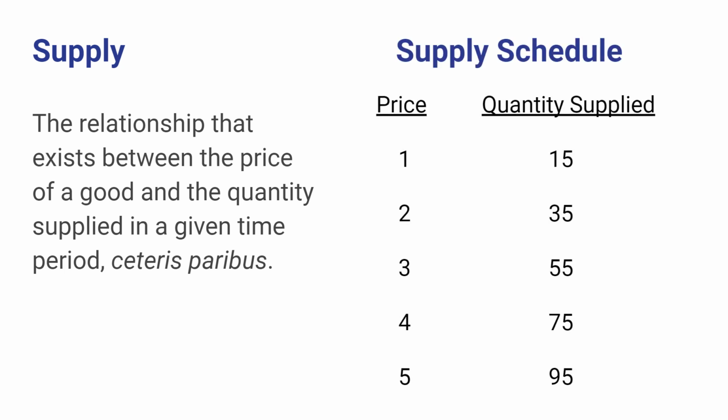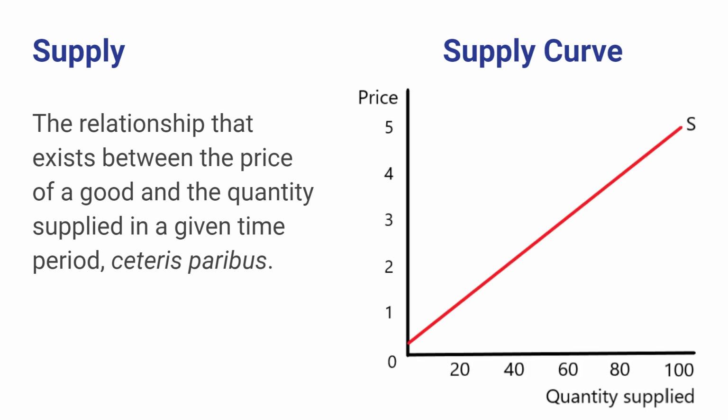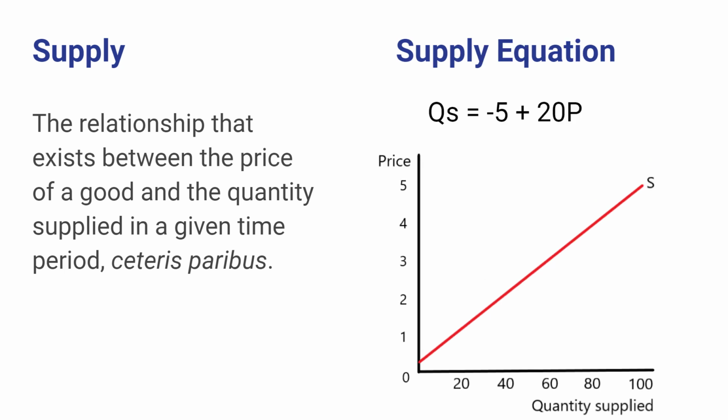We can represent supply by using a supply schedule, which is nothing more than a listing of alternative prices and the quantity supplied at each of these prices. Equivalently, we could use a supply curve, which is just a graph of that relationship between price and quantity supplied. Or we could use a supply equation, which gives us a relationship between price and quantity supplied in a mathematical framework. And if you notice, all three of these representations capture exactly the same relationship.